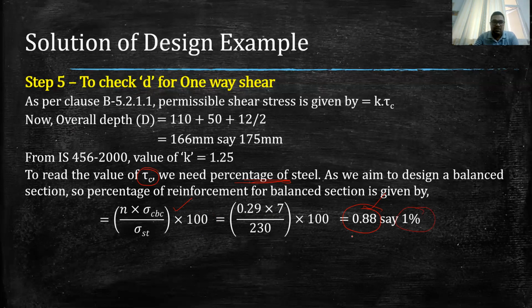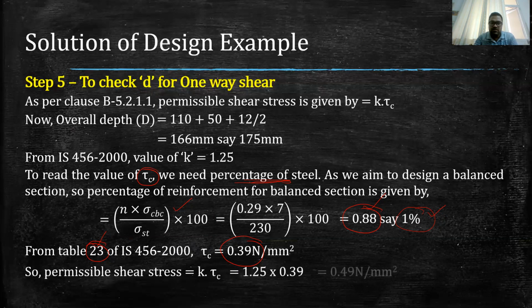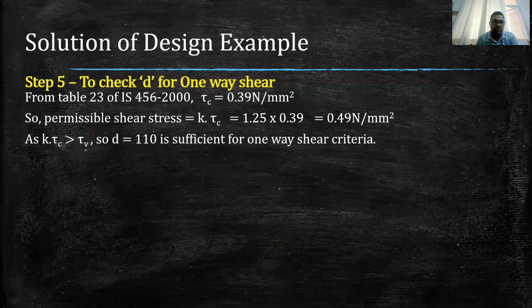Now for 1%, we can refer to table 23 of IS code, and in table 23 the value of tau C for 1% steel for M20 grade of concrete will be 0.39 Newton per mm square. So now we have found the value of K and tau C. So now the product of K into tau C becomes 0.49 Newton per mm square. Now we will compare this K into tau C with tau V. So we know that tau V value was around 0.31 and K into tau C value is 0.49.